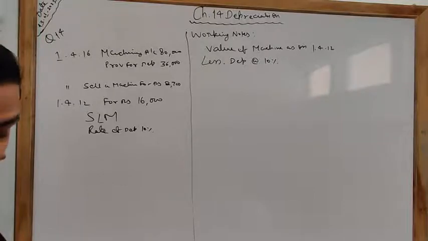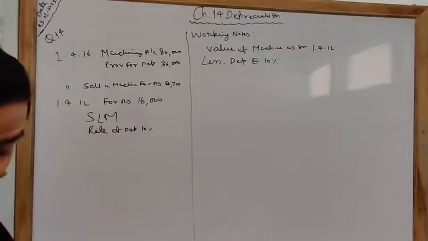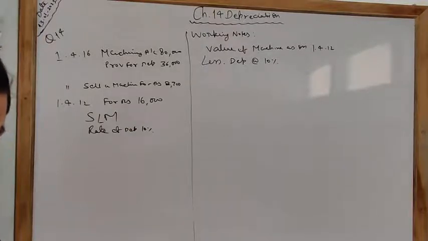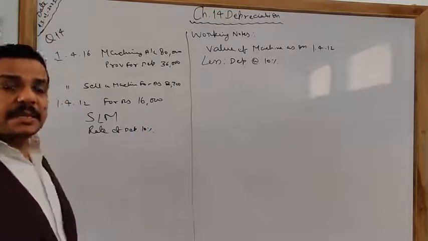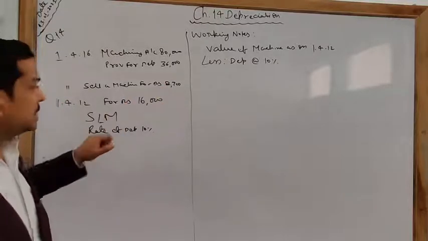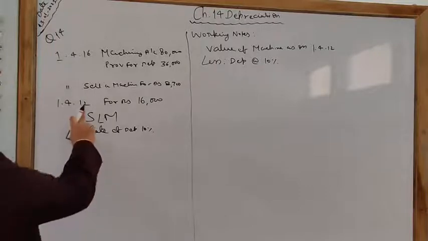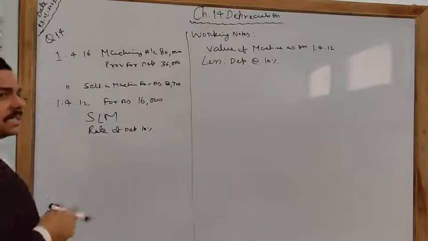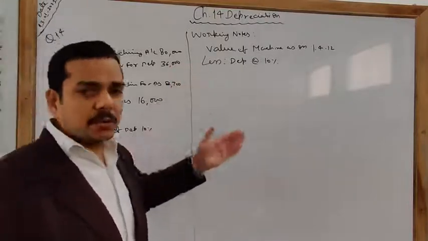This machine was purchased for 16,000 in April 12. Prepare the provision for depreciation account and machinery account as on 31st March 17, assuming that the firm has been charging depreciation at the rate of 10% per annum on the straight line method. So the method is SLM, rate of depreciation is 10%. This machine was purchased on 1st April 12 for 16,000 and sold in April 16. So we have to make working notes from the previous years. Make a working note over here.